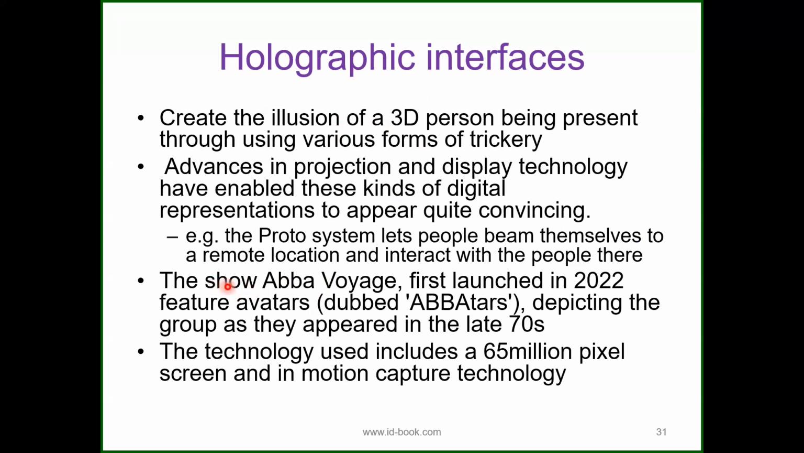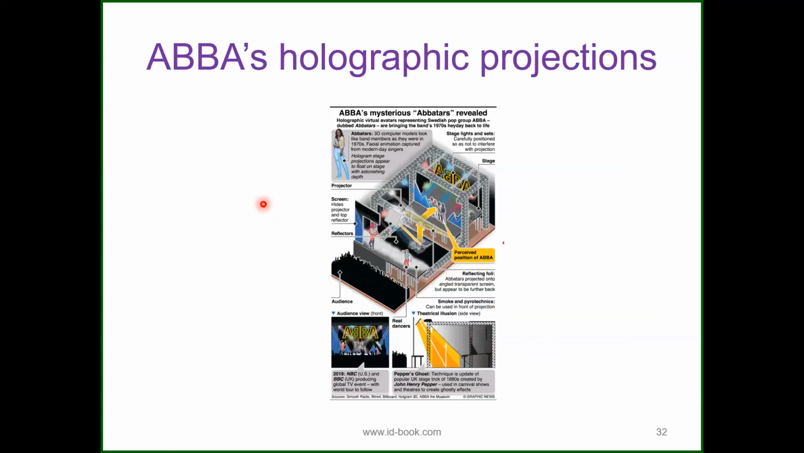This is talking about a show, ABBA Voyage, first launched in 2022, which features avatars, dubbed Abbatars, depicting the group as they appeared in the late 70s. The technology used includes a 65 million pixel screen and motion capture technology. For example, you see here this is the show, and all the characters inside it are avatars. They are not real. So this was the screen created for the ABBA holographic projection.